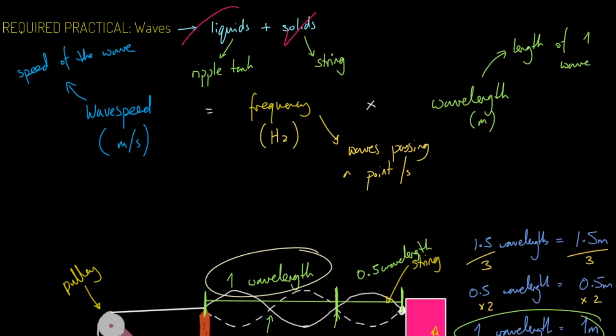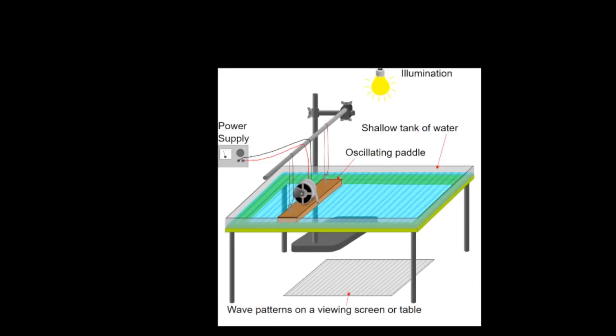Let's talk about waves in a liquid then. Let's talk about the ripple tank. So I pinched this lovely diagram off Wikicommons. Thanks, guys. So this is a ripple tank. The one you will use or have used will be something very much like this. So what you've got is a tank, and basically it's a box with a transparent bottom, and it is filled up with water to a shallow depth, hence shallow tank of water.